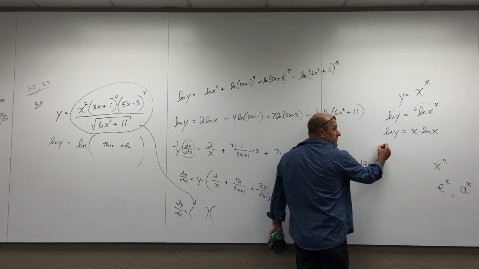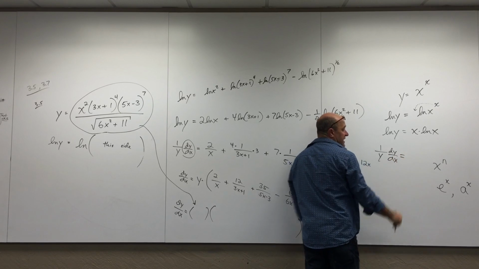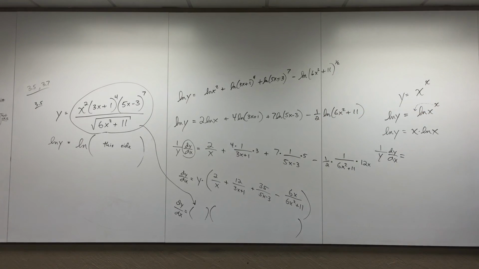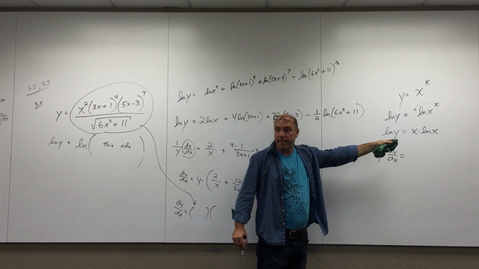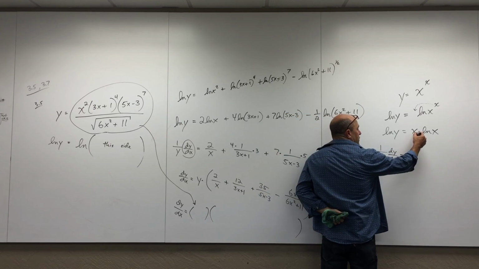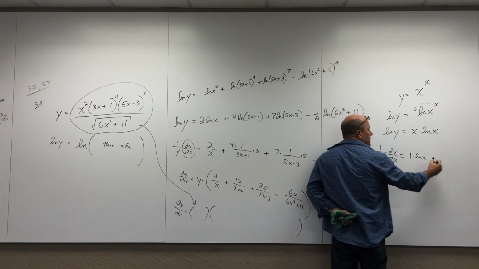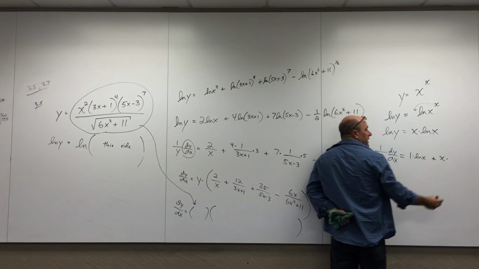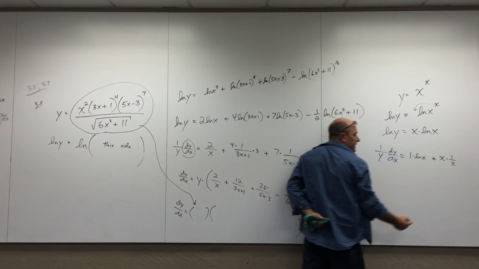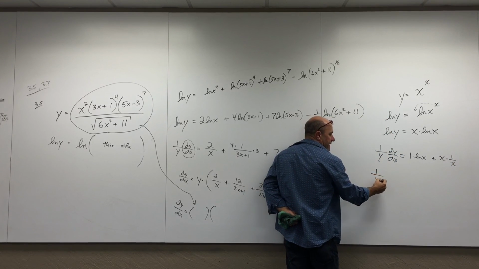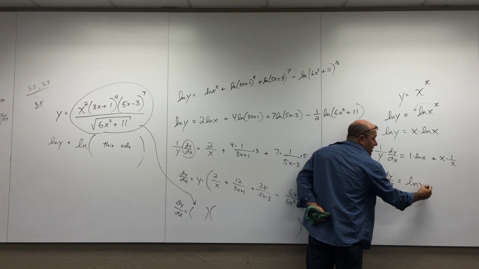On this side, you call it 1 over y dy dx. And on the other side, it would be a product rule. Derivative of the first, 1, write down the second, plus write down the x times 1 over x, the derivative of log x. I'm going to call that the natural log of x plus 1.